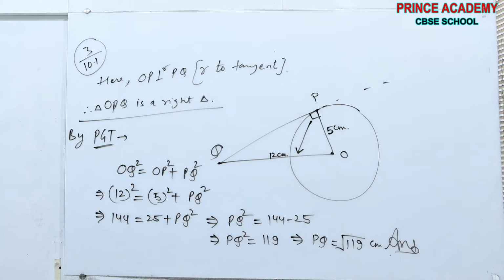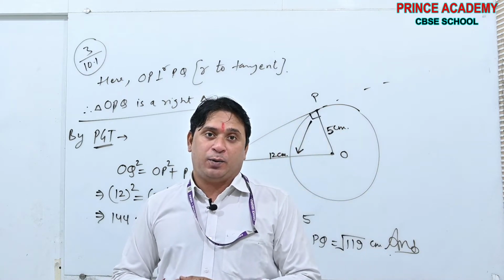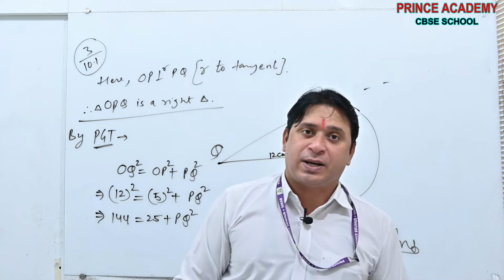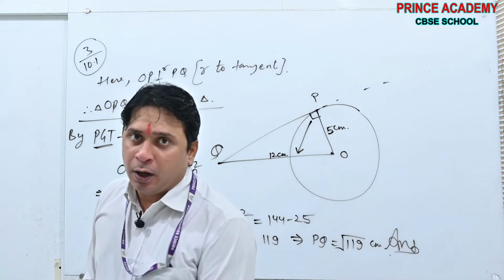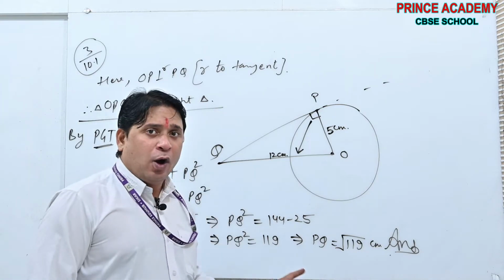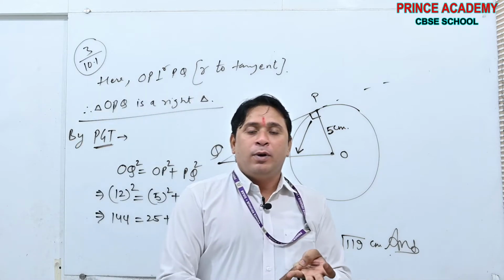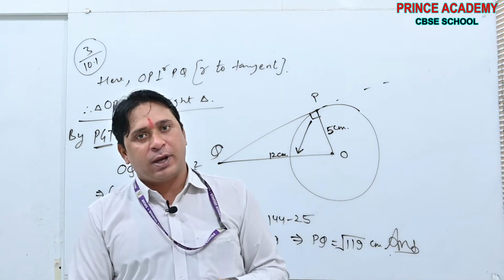It was question number 3, 10.1. Question number 4 we will discuss when we discuss the construction chapter. So skip it, don't worry about anything. Okay, done. Now exercise 10.1 is completed. Theorem we have done. All the questions, fill-ups we have done.